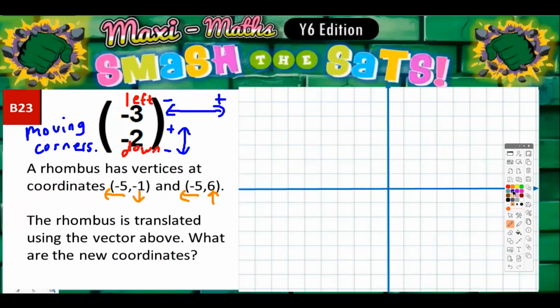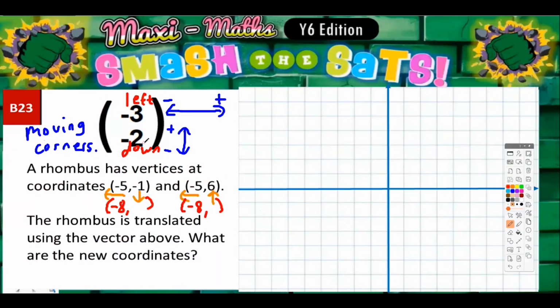But what we've got to do now is basically say, well, what would happen if instead of 5 to the left, we went an extra 3 to the left? Well, if you go 5 to the left and then an extra 3 to the left, that would actually be 8 to the left. And 8 to the left is -8. Okay. And it's the same on this one. 5 to the left, extra 3 to the left is going to be -8, 8 to the left.